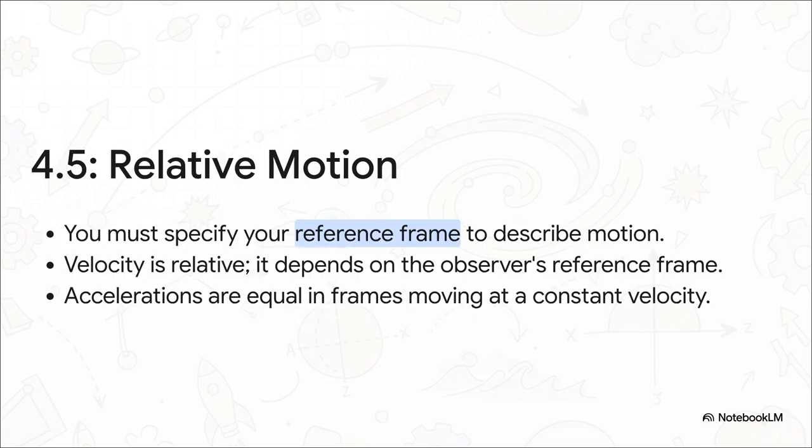And finally, we have relative motion. The big idea here is that there's really no single correct speed for an object. It all depends on the observer's point of view or their reference frame. Think about it. If you're walking on a train, your speed relative to the train is different from your speed relative to someone standing on the ground watching you go by. The equations we saw give us the exact method to translate between those different points of view.